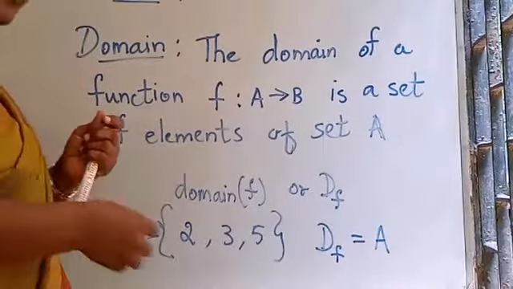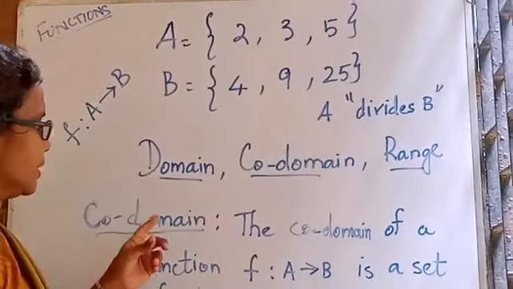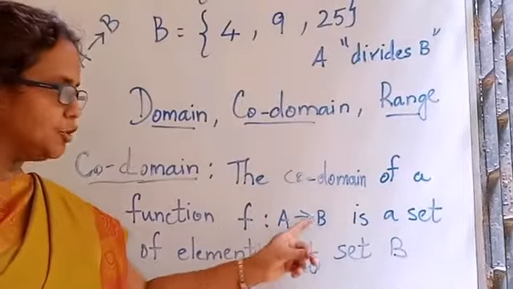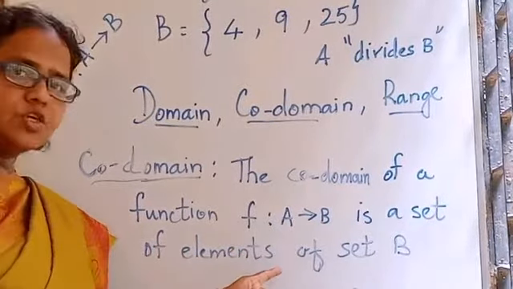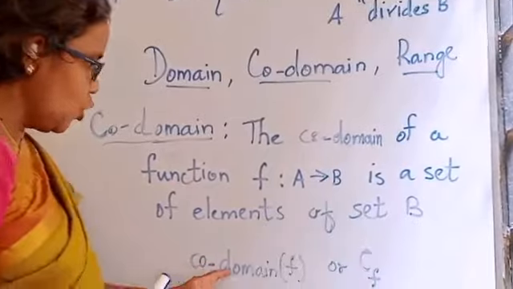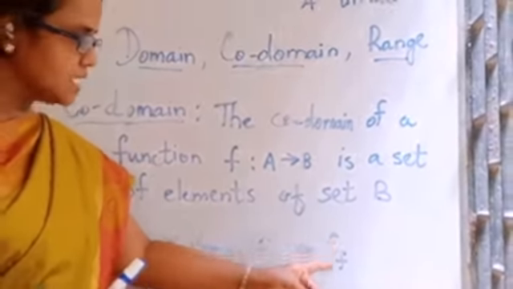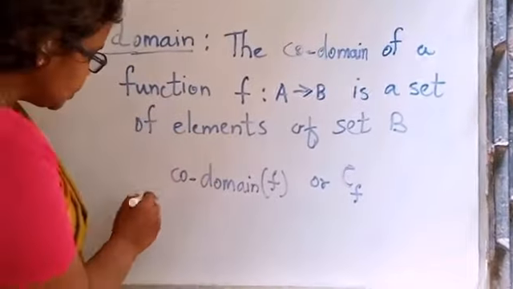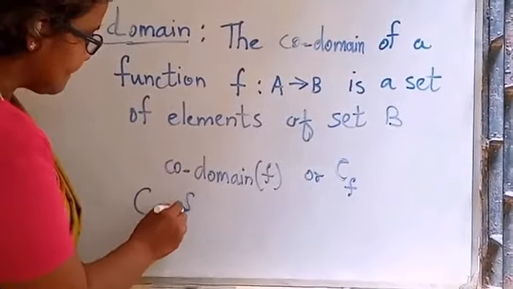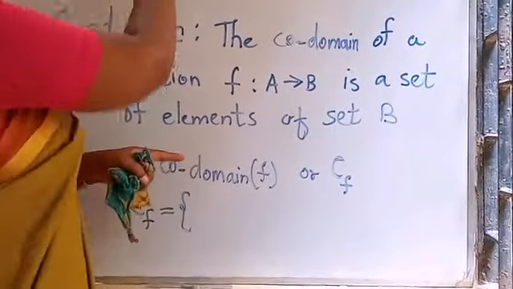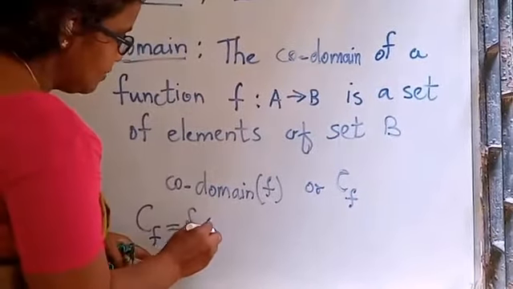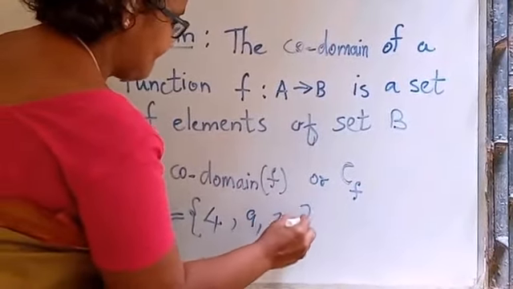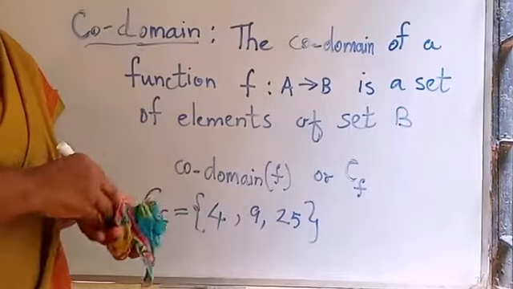Now what is a codomain? The codomain of a function f, which has a mapping from the set A to B, is the set of elements of set B. The codomain is represented like this, C suffix f. Let me list the elements of the codomain. C f is a set which consists of all the elements of set B, which is nothing but 4, 9 and 25. So this is the codomain.